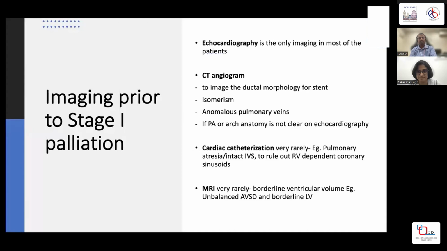CT angiogram is performed to assess the ductal morphology for suitability of stent. In all isomerism patients, we perform CT angiogram, and if there are suspected anomalous pulmonary veins, we do CT angiogram to confirm the echo findings, as sometimes there can be surprises. And if pulmonary artery or arch anatomy is not clear on echo, then we go ahead with CT angiogram.